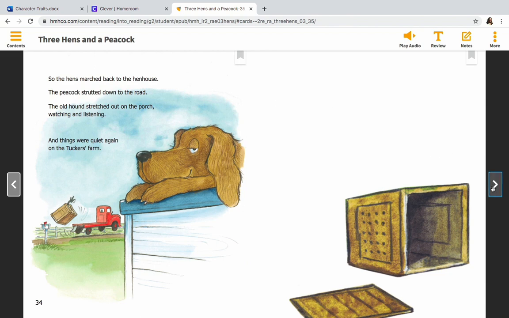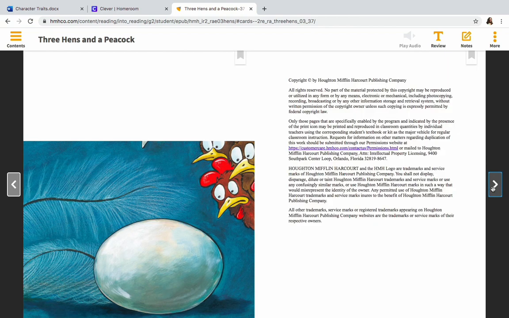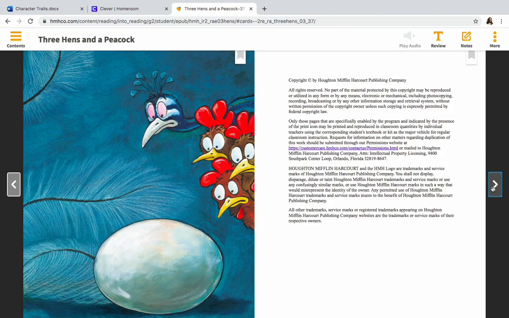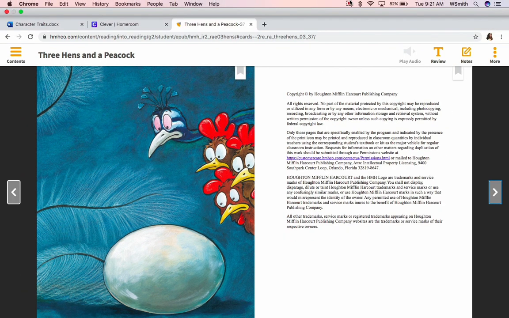Okay, guys, so think about the character traits of the characters in this story. Think about the hens. What can you see with your eyes, and what can you tell me about their personality? Same thing with the peacock. So after this, you're going to click on the link. You're going to answer a couple of questions about character traits, and then you're going to pick your favorite character from the story and tell me one internal and one external character trait about them.